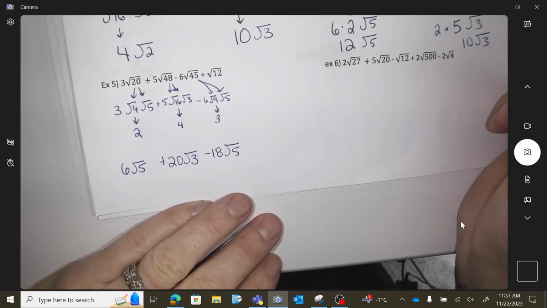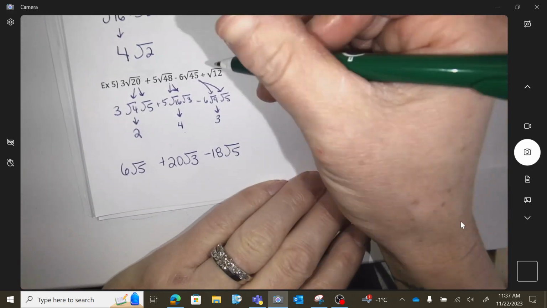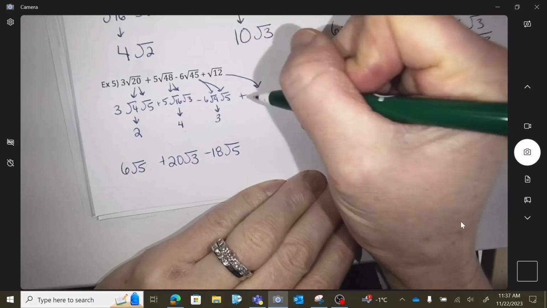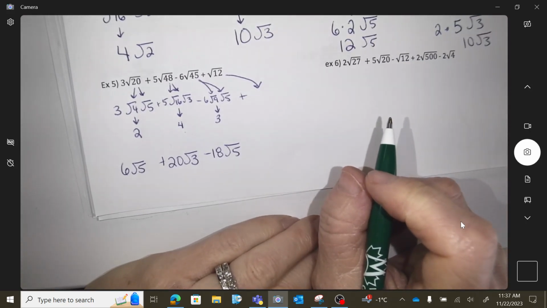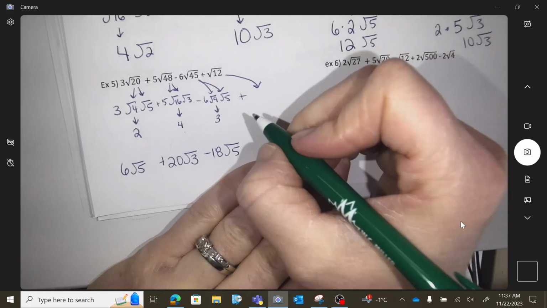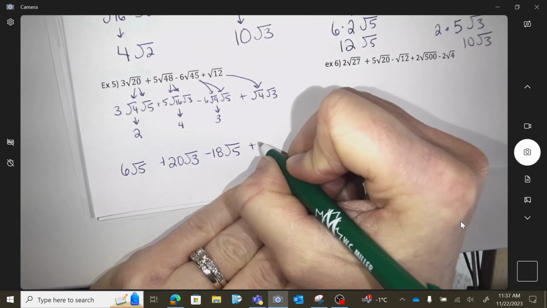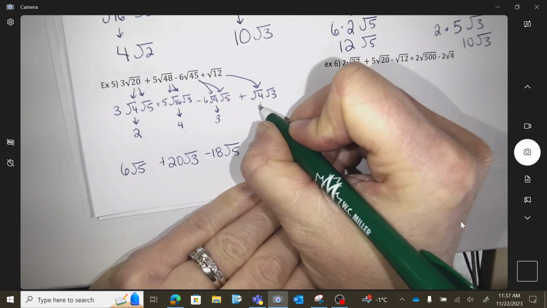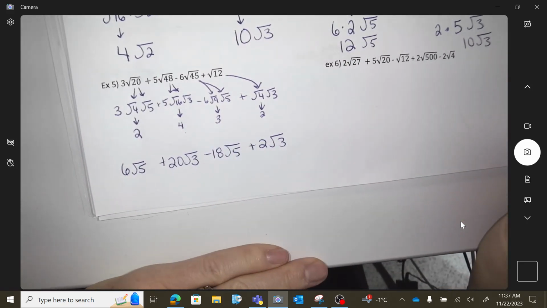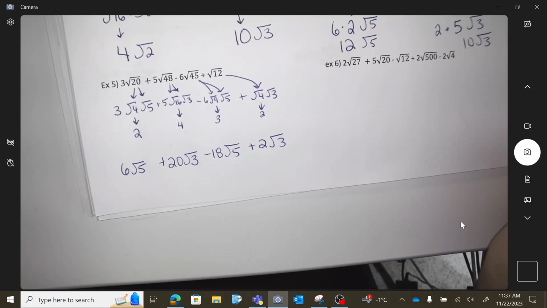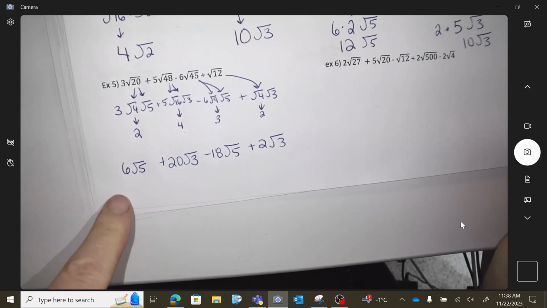Good. Subtract. Don't forget your subtract sign. And 12. What kind of number does 12 divide by on that scale? 4. Okay. Are you done? Do you think you're done now? Is there more to go?